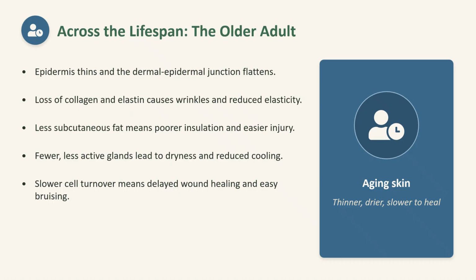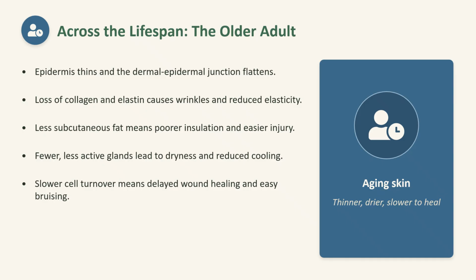Now the other end of the lifespan, the older adult. Almost every change here is the mirror image of what makes young skin resilient, and these are changes you will see on patients every single day. The epidermis thins, and that wavy dermal epidermal junction we discussed earlier flattens out. A flatter junction means the layers separate more easily, which is why older skin tears and blisters with less force.